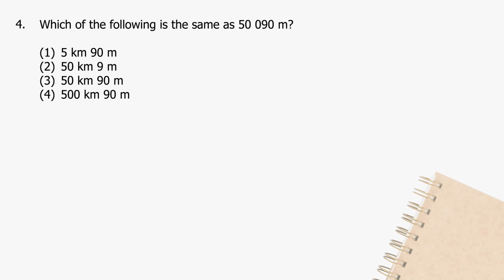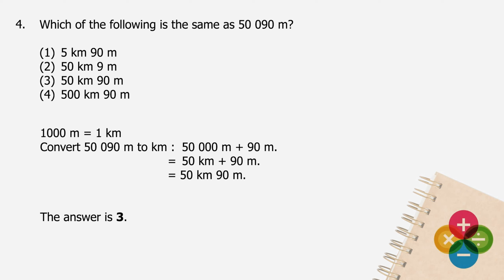Question 4. Which of the following is the same as 50,090 meters? (1,000 meters is equal to 1 kilometer). Convert 50,090 meters to km will be add 50,000 meters to 90 meters, which is equal to add 50 kilometers to 90 meters, which is equal to 50 kilometers 90 meters. The answer is 3.